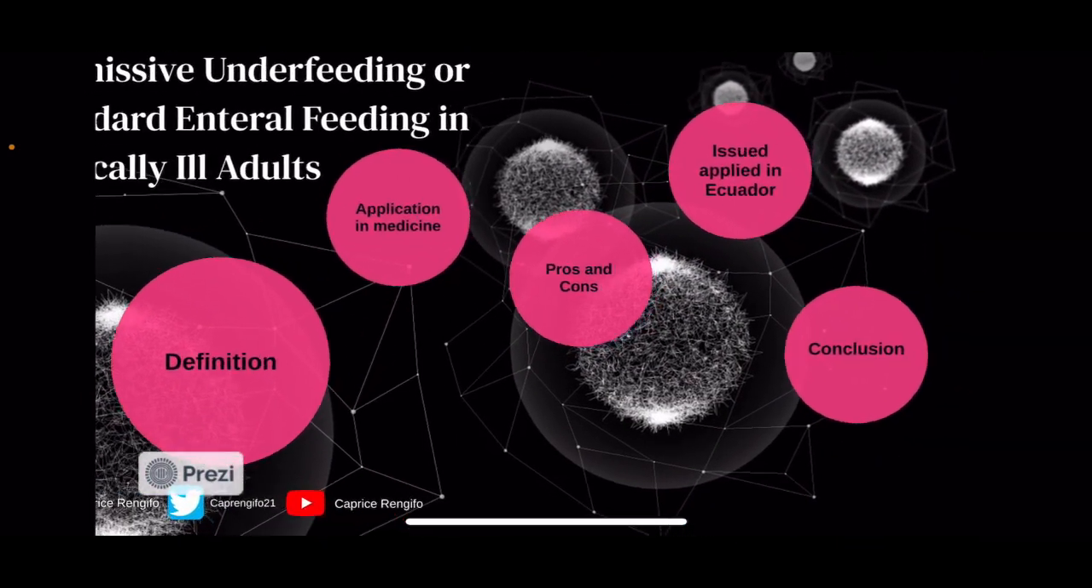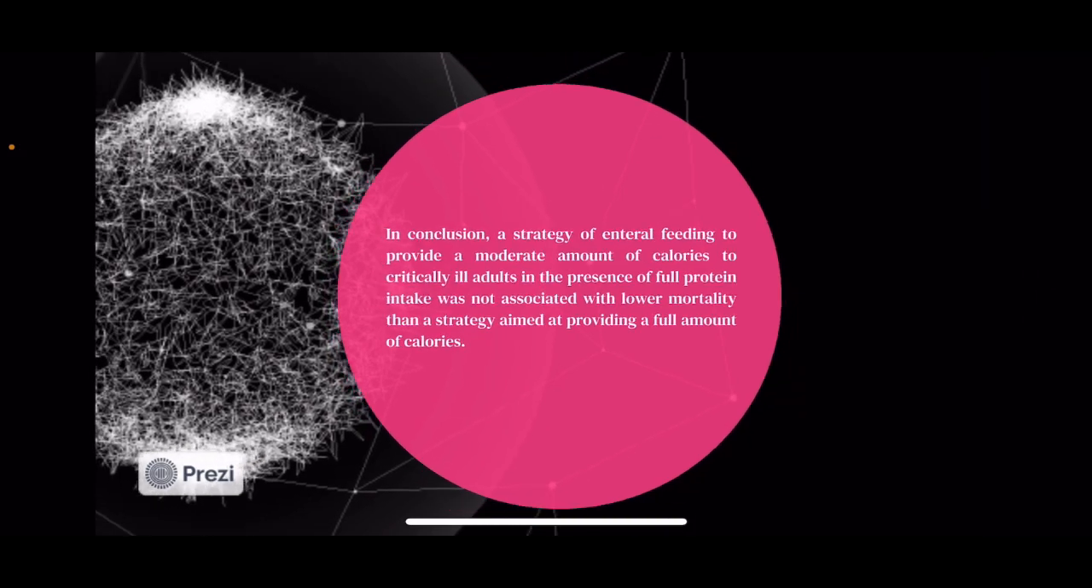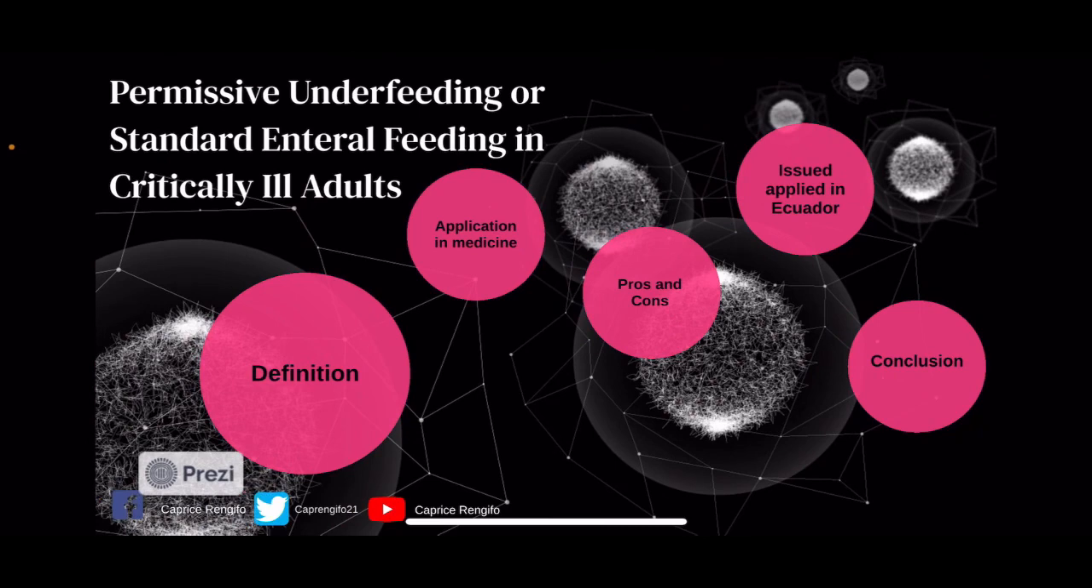Conclusion. In conclusion, a strategy of enteral feeding to provide a moderate amount of calories to critically ill adults in the presence of full protein intake was not associated with lower mortality than a strategy aimed at providing a full amount of calories. Thank you.